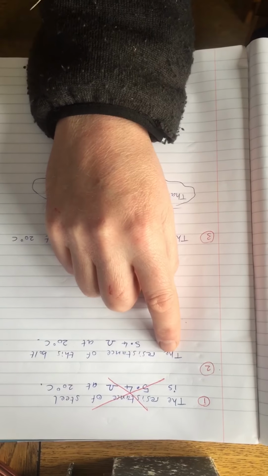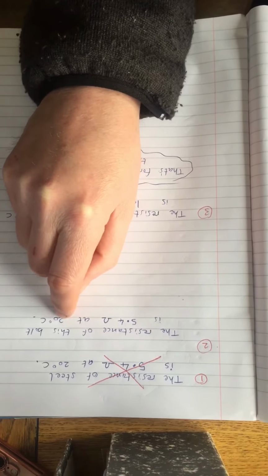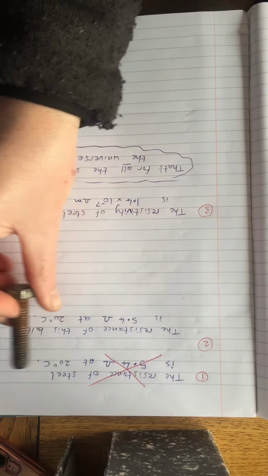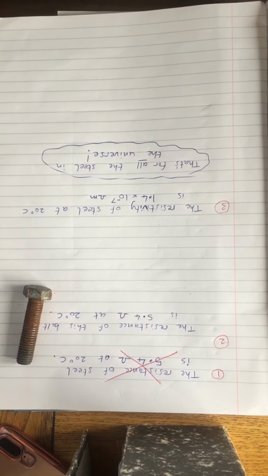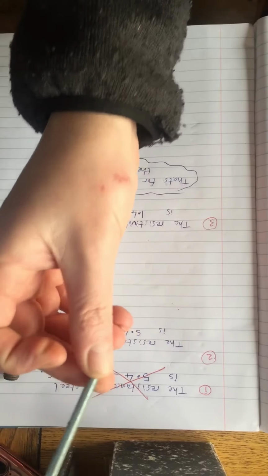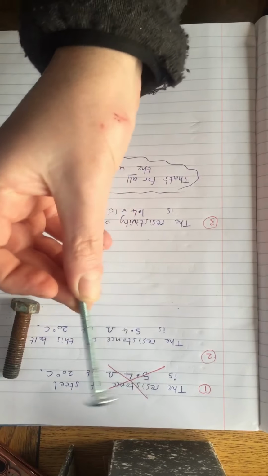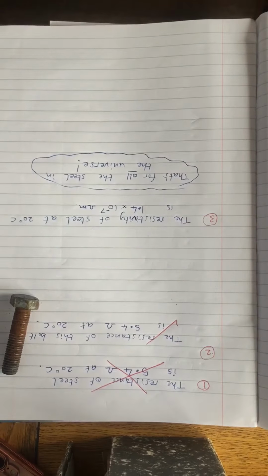Here's another statement. The resistance of this bolt is 5.4 ohms at 20 degrees C. Well, that statement could be true. Perhaps the resistance of this bolt is 5.4 ohms at 20 degrees C. I can therefore assume that the resistance of this one will be different because it's a different shape. So this statement is true.